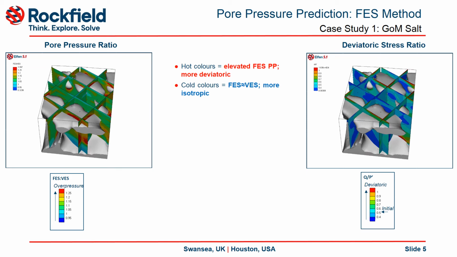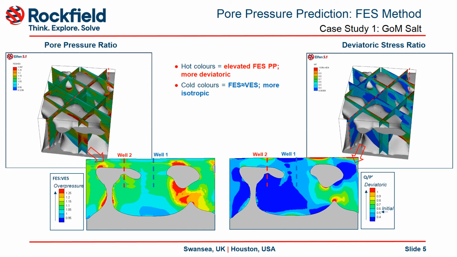Generally, more deviatoric stress is seen above the crests of the subsiding salt canopies, while more isotropic stress arises in the centre of the mini-basins, compressed by lateral creep. Significantly elevated FES pore pressure is predicted in the vicinity of the salt structures where mean stress and/or deviatoric stress is high. 2D cross-sections through the model are now shown with the same contours, along with 2 synthetic well trajectories.